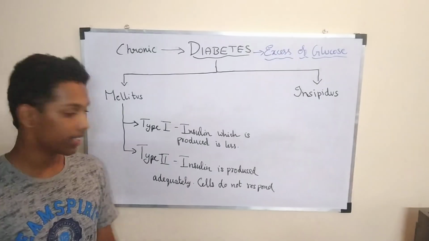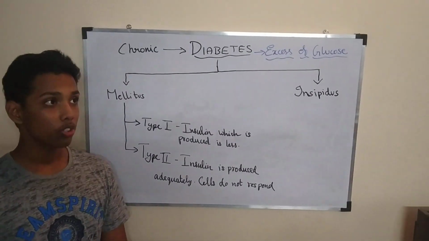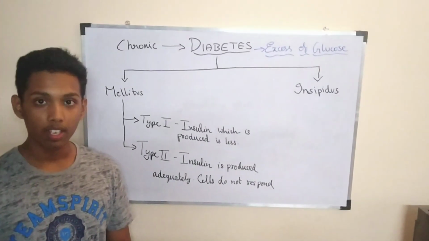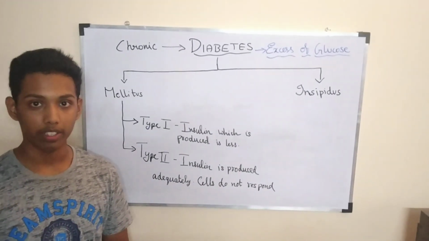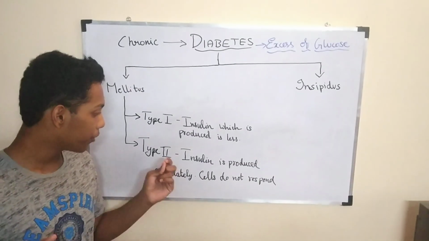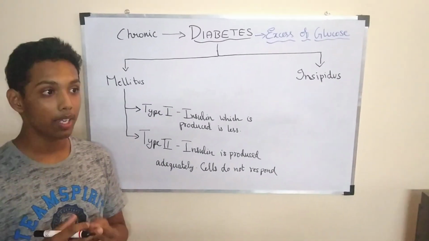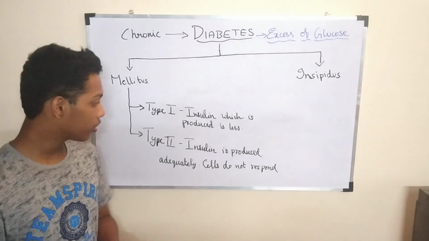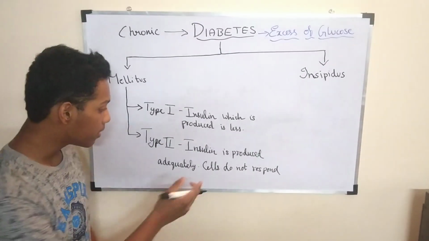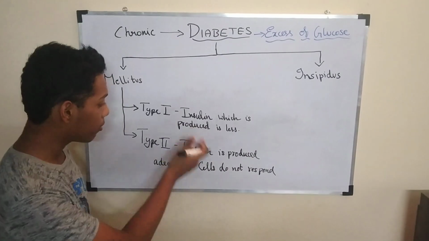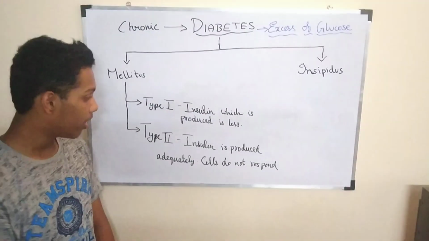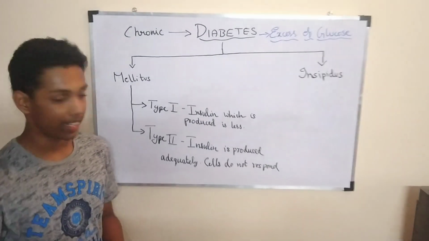Now let me give you an example if you don't understand this. Suppose you write a letter to your friend, and your friend doesn't know how to read it. How would he be able to understand, and how would he be able to reply to you? So there would be no use of the letter. Similarly, if cells do not respond, there would be no use of the insulin at all. No function of insulin would be taken care of.